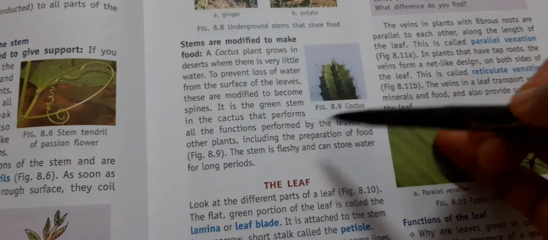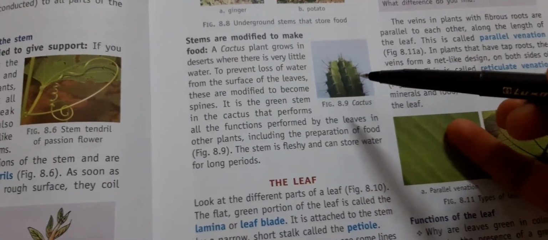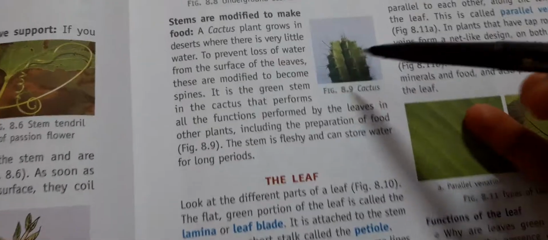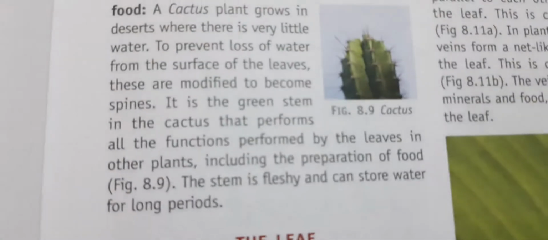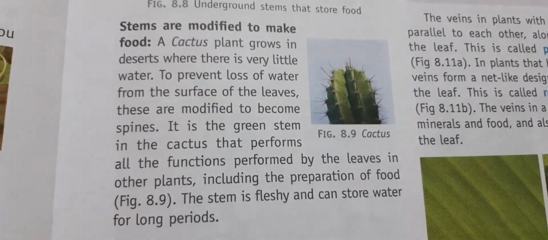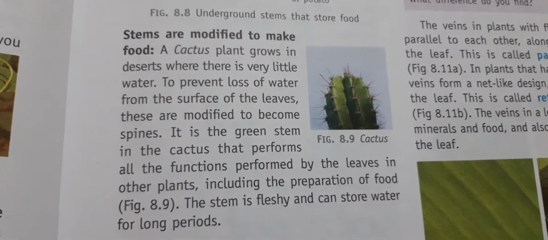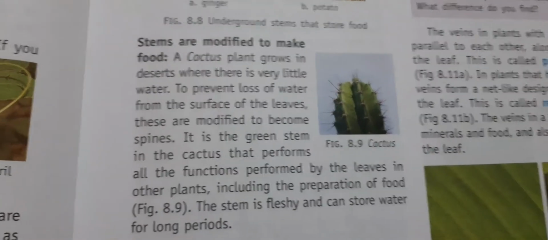Okay, so then stems are modified to make food. Like in cactus, you know that the leaves are actually modified into thorns. See the picture of the cactus. You know, cactus grows in the desert. Desert is a place where there is very little water.